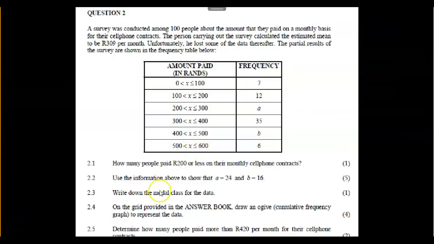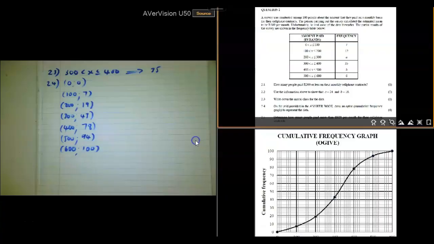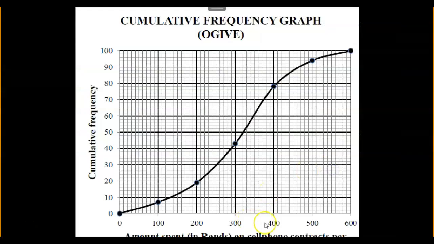The next question is to determine how many people pay more than 420 Rand per month for their cell phone contracts. Now this answer you are going to get from your graph. So let's have a look at our graph. There's 400, and 420 would be there, and if you move up, that gives us about 84 more or less. Okay, so 84 more or less.